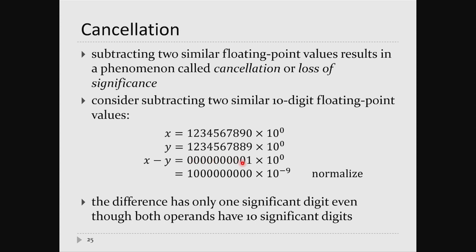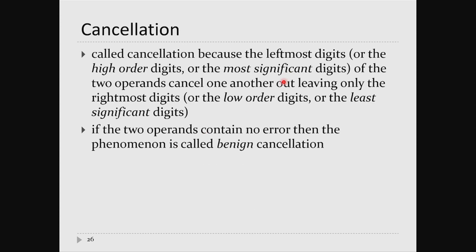They're all zeros. So when I renormalize this number, in other words, when I get rid of all the leading zeros, I end up with 1 and then a bunch of zeros times 10 to the minus 9. So the difference, that value of x minus y, only has one significant digit. There's only one digit there that's not 0, even though my inputs had 10. I just lost 9 significant digits in my operation. That's going to be a problem, as you'll see in a second.